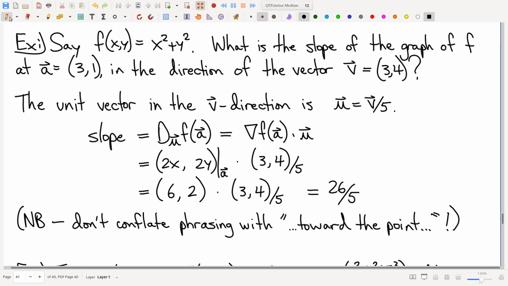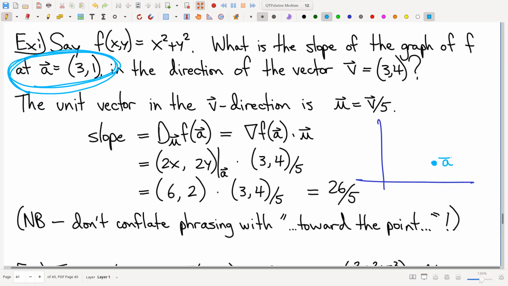Let me draw a quick picture. We are at the point (3, 1). I'm going to put a spot here. There's (3, 1). That's where I am. And now it says in the direction of the vector (3, 4).